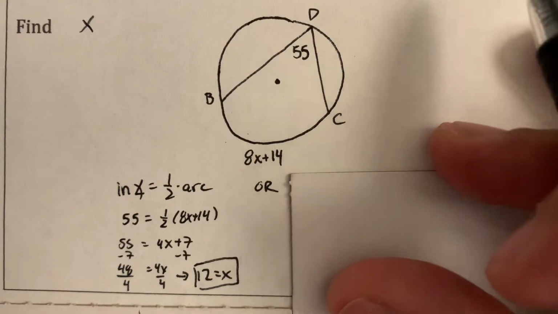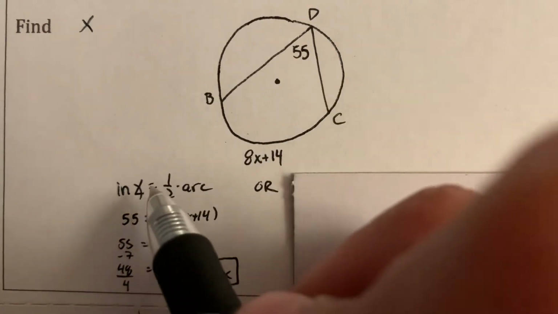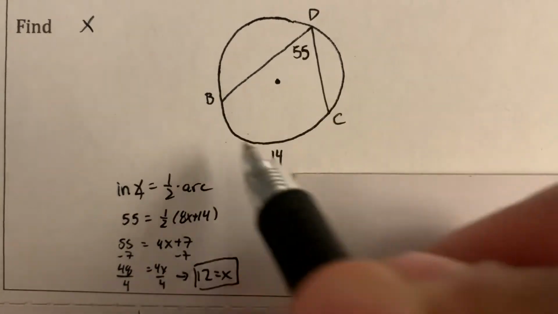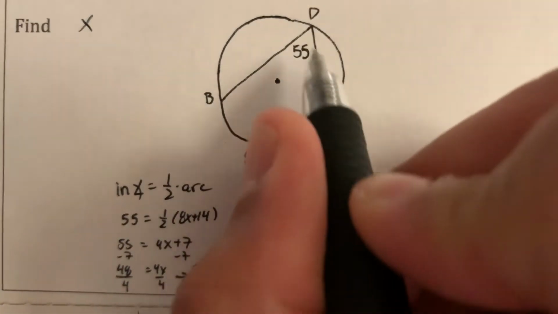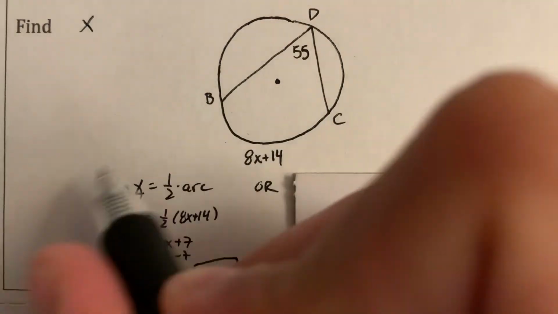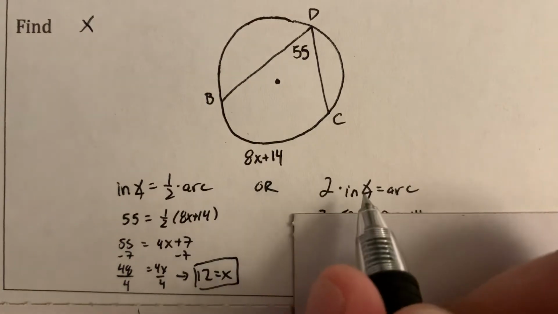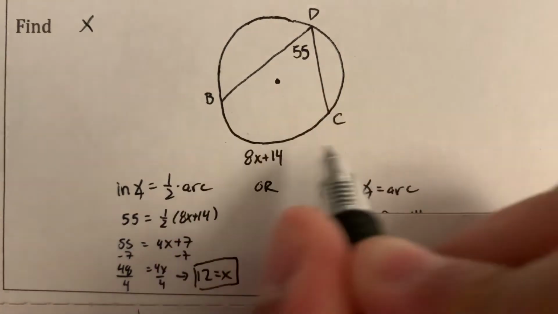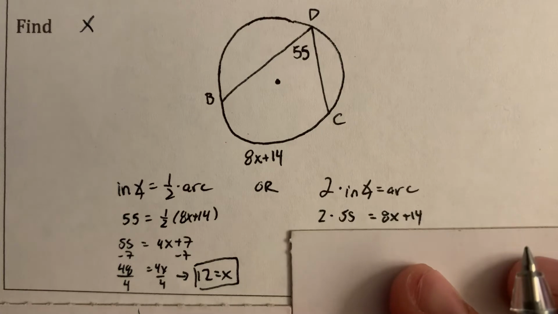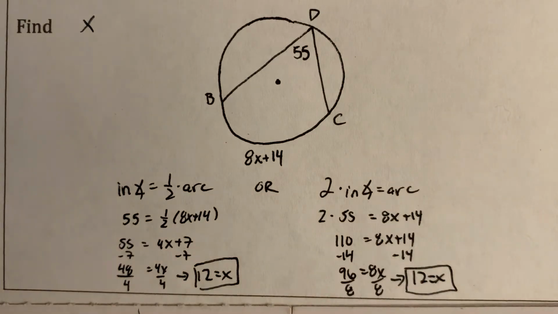X equals 12. Or another way to do it is, if the inscribed angle is half as big as this, can't we also just multiply whatever this is by 2 to get the big arc? So another version of this that you could do is multiply this inscribed angle by 2 to get the big arc, and you should get the same exact thing. And we get x equals 12.